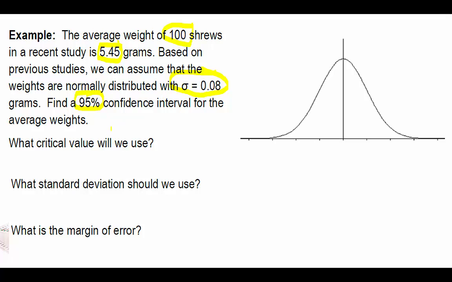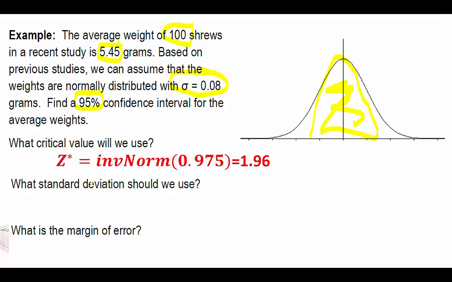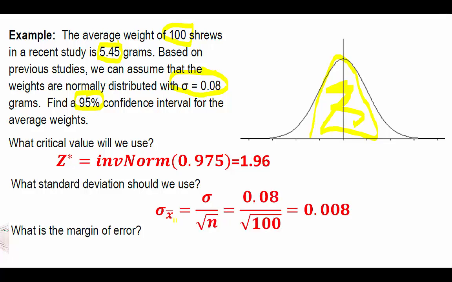What critical value do we want? Well, we want 95%. So if you recall, 95% was in here, right? And that meant that I had 2.5% here and 2.5% on the right. Therefore, my critical value actually would be the inverse norm of 0.975, and we did that earlier, and I get 1.96. So what standard deviation should we use? Well, I have a formula, sigma of x bar. We're going to use that. It's my population standard deviation divided by square root of n. Remember, for averages, our spread is tighter, and I end up getting 0.008.